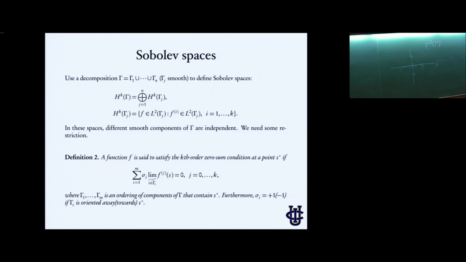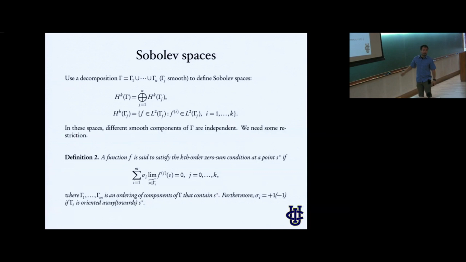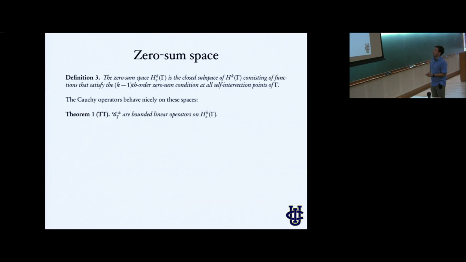Okay. All right, so that's the zero sum condition, and you can require it for some number of derivatives as well. And then you have your H^k space, which is functions whose derivatives up to some order are also L2 functions. And then you look at the closed subspace of that of functions that satisfy this zero sum condition, which have this type of circular smoothness, if you like, at the intersection. And then it turns out, it's a theorem, but it really follows just from Sobolev embedding.